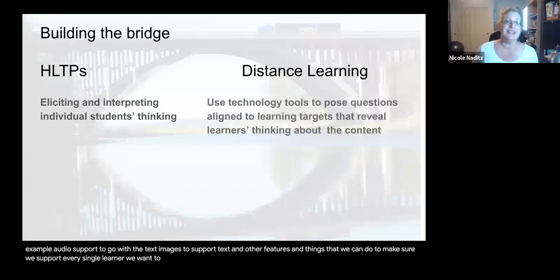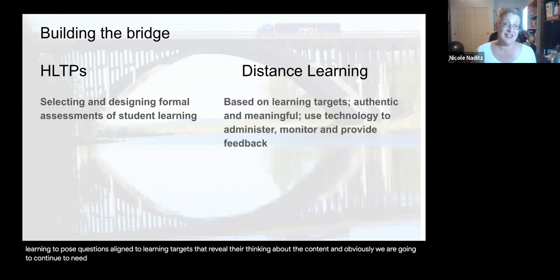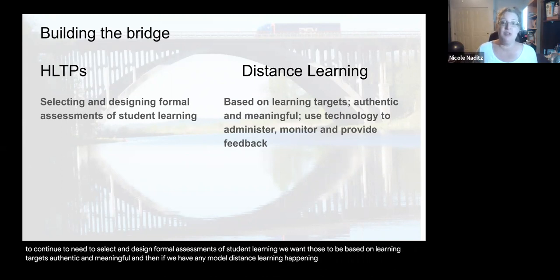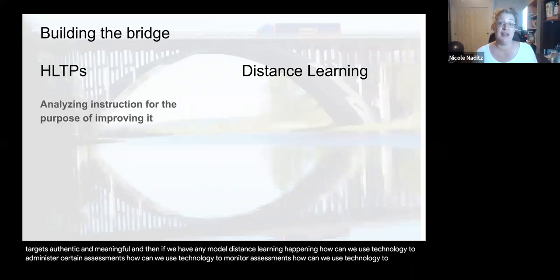We want to elicit and interpret their thinking by using our technology tools in distance learning to pose questions aligned to learning targets that reveal their thinking about the content. And obviously, we are going to continue to need to select and design formal assessments of student learning. We want those to be based on learning targets, authentic and meaningful. And then if we have any model of distance learning happening, how can we use technology to administer certain assessments? How can we use technology to monitor assessments? How can we use technology to provide feedback?